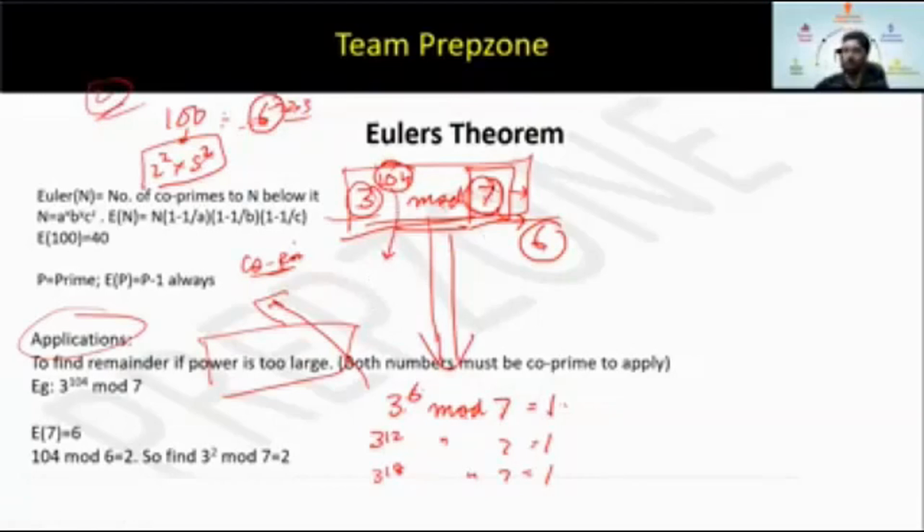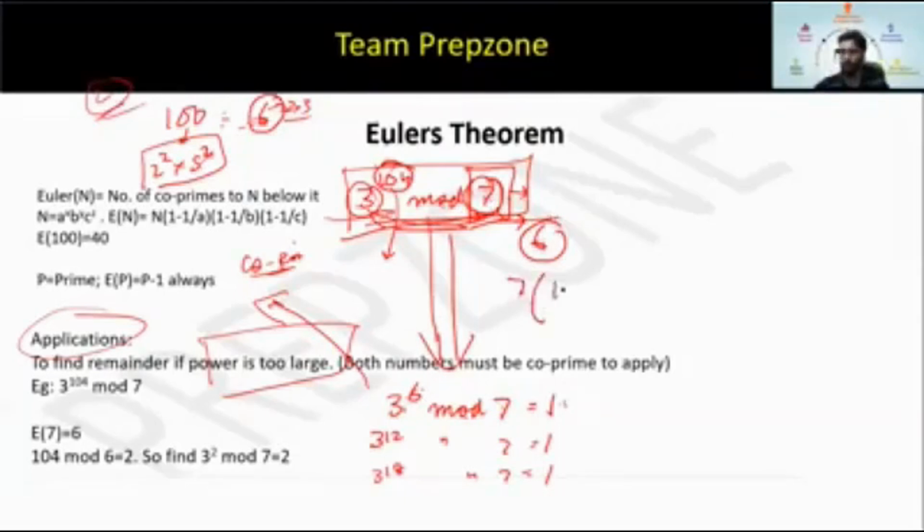See, Priyam, what is the Euler of 7? Euler of 7 is 6, right, Priyam? So this is Euler's theorem, which says that if these two numbers are co-prime to each other, then take out the Euler of this number, and simply you can do 3 to the power 6 mod 7 equal to 1, right? And why 6? Why 6?